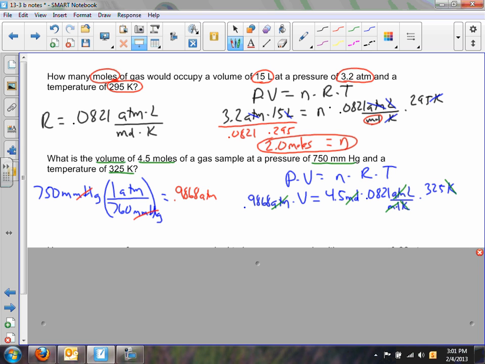So when I take my 4.5 times 0.0821 times 325 divided by 0.9868, with, it looks like, two significant digits again, my volume is simply 120 liters. In this case, both sides had to be divided by 0.9868 atmospheres, so they canceled out to give me this answer.